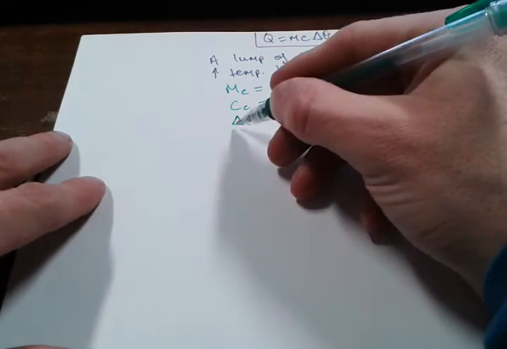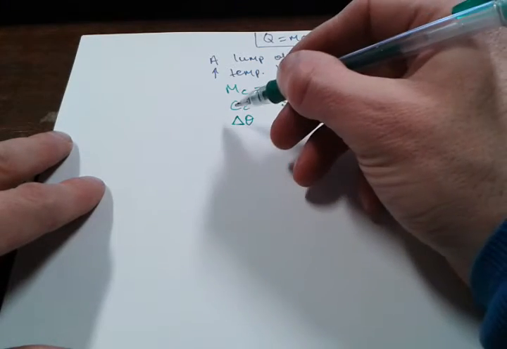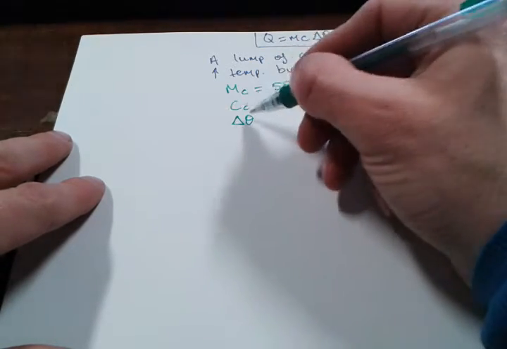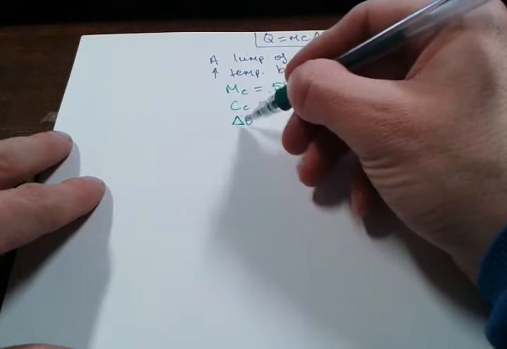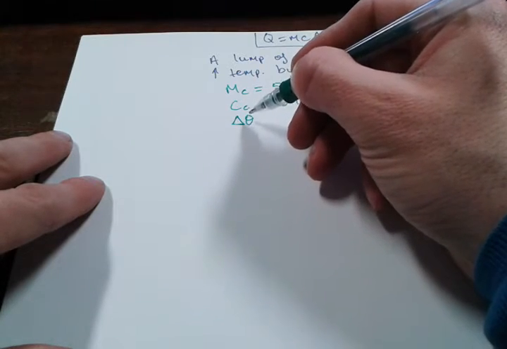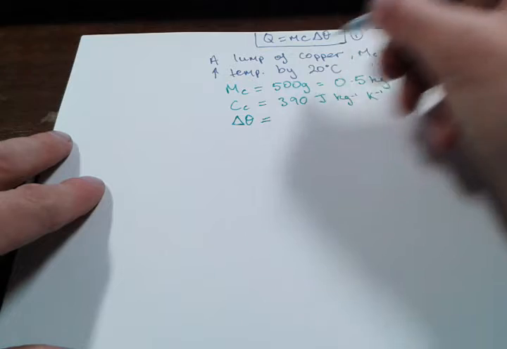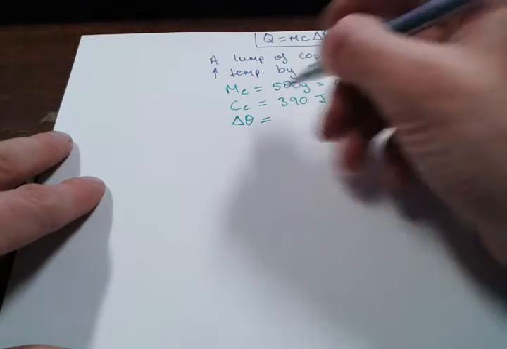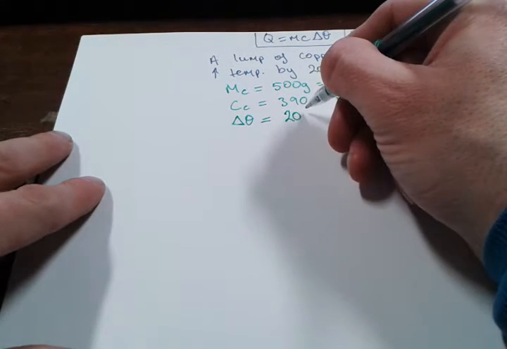Now remember, delta theta is one variable. It's not delta multiplied by theta. It's not two variables multiplied. It's delta for change and theta for temperature. So this is change in temperature. And the change in temperature in this case was an increase of 20 degrees Celsius. So that's 20 degrees.